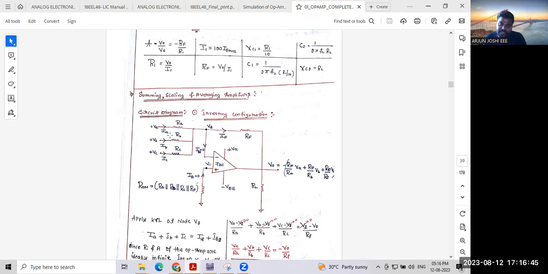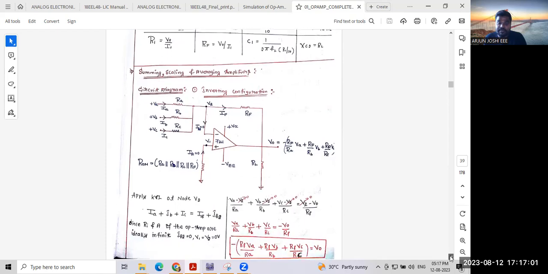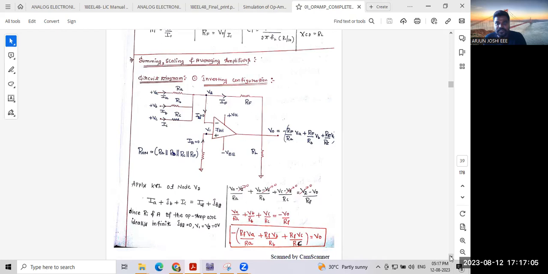Summing amplifier: we need to add all the three voltages VA, VB, VC. V naught is equal to VA plus VB plus VC, but here we need to consider amplification also, that is the gain, minus RF divided by R. How will this equation come? V naught is equal to minus RF divided by RA times VA, plus RF divided by RB times VB, plus RF divided by RC times VC. How will this equation come?